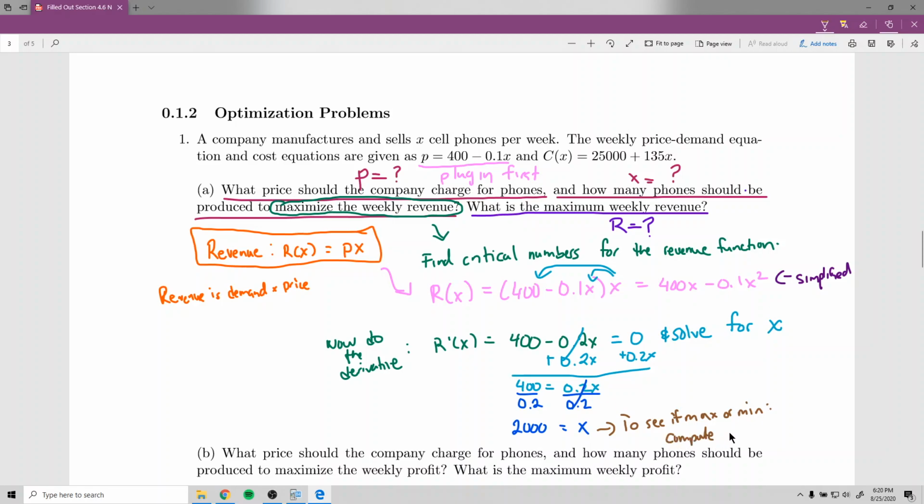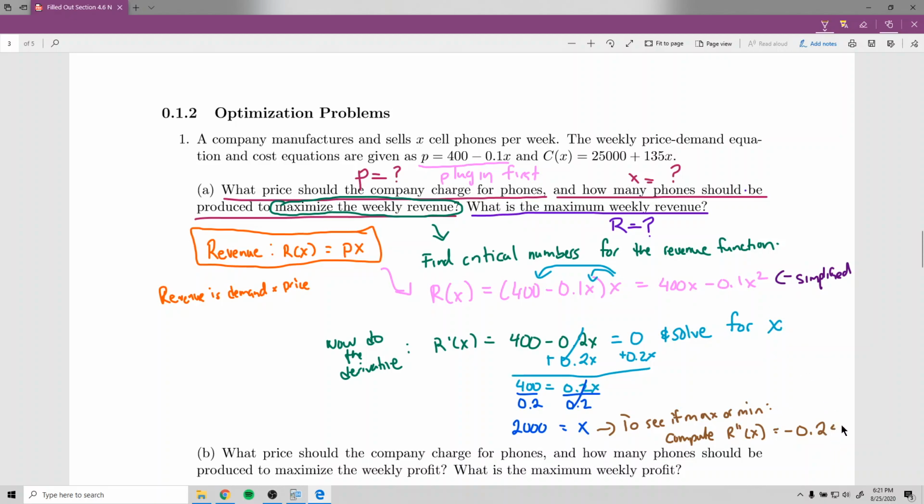So what I'm going to do is the new thing, compute the second derivative. Now our first derivative is right here, and doing the derivative of this, 400 minus 0.2x, is pretty quick because it's just negative 0.2. And the fact that we don't even have to plug in 2,000 here because it's just a number.